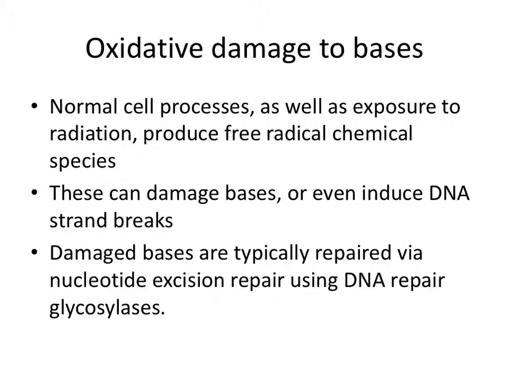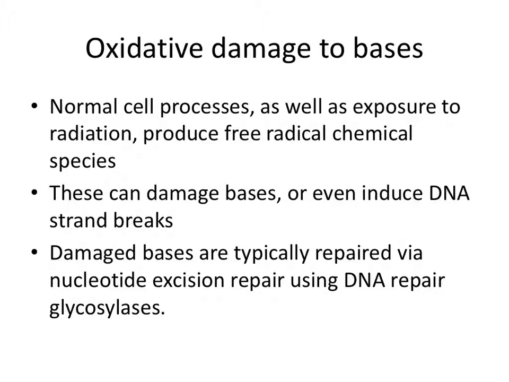Normal cell processes, such as oxygen metabolism, as well as exposure to radiation, can produce free radical chemical species. Those free radical chemical species can damage bases or even induce DNA strand breaks if extreme. Damaged bases are typically repaired using something called nucleotide excision repair, which relies on a set of DNA repair enzymes called glycosylases. But it is important to note that they're not always repaired, and those damaged bases can participate in altered base pairing arrangements that give rise to mutation after a round of DNA synthesis.